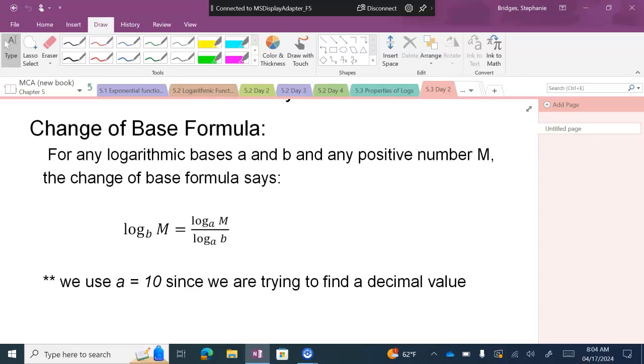So basically what it says, for any logarithmic bases a and b and any positive number m, the change of base formula says this, and it looks confusing because there are a lot of variables in it. But if you'll notice right here, you have log base b of m. What we do, again, is change it to base 10 for our calculators. I put an a in there. We're going to use 10 for a. But you take the log of the argument. In this case, what letter is the argument in the highlighted log? M, right? M's the argument. So you take the log base a of m. That's what goes on top. And you divide it by the log of the base.